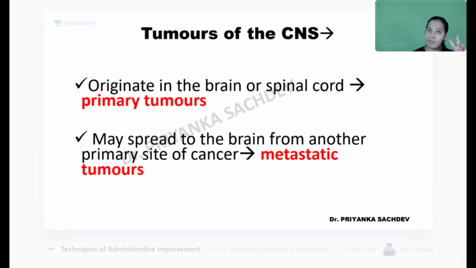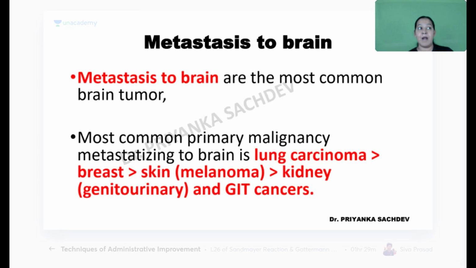Now CNS, in the brain we have 2 types of tumors: primary, which originate in brain only, and metastatic, which are coming from other locations, that are known as metastatic. Metastatic are more common as compared to primary. Let me talk about primary brain tumors. Most commonly metastasis comes from lung followed by breast, but this is a PYQ. Most common metastasis in brain comes from which organ? It is from lung cancer.